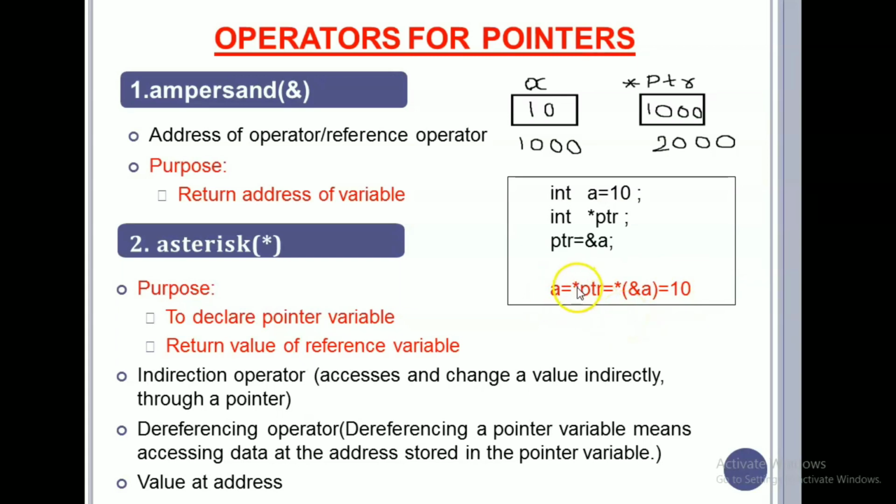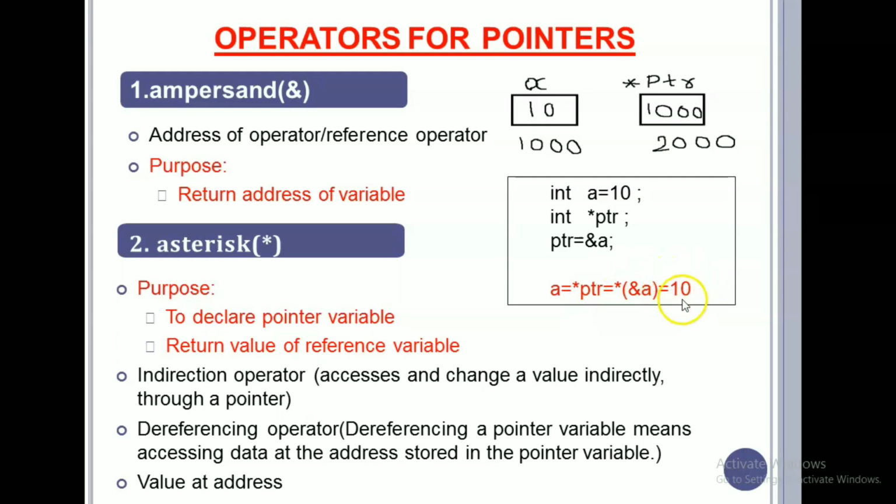So I have written A equal to pointer PTR. What does PTR mean? PTR holds the address of another variable. So here PTR is nothing but address of A, so it is written as asterisk ampersand A. This whole statement is read as, asterisk will be read as value at address of A. Value at address of A is nothing but 10. So both pointer PTR and asterisk address of A will give the same answer, 10.